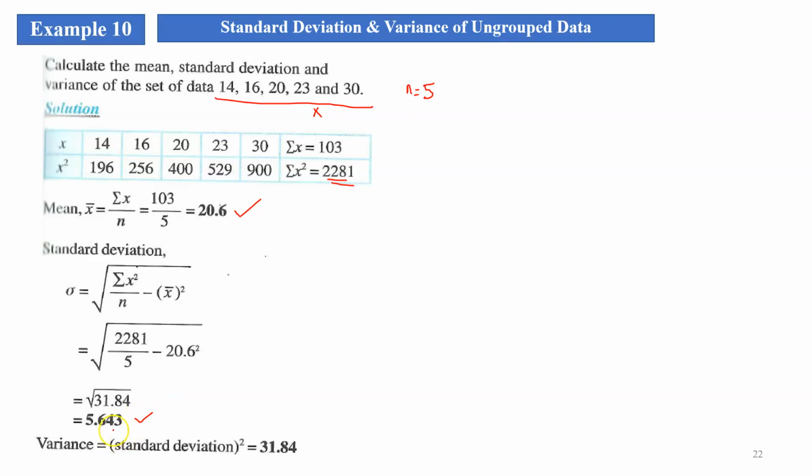That is the standard deviation. Then how do you find your variance? Variance actually standard deviation kuasa 2. So you kuasa 2 kan lah yang ni, then you get this one. Senang kan?